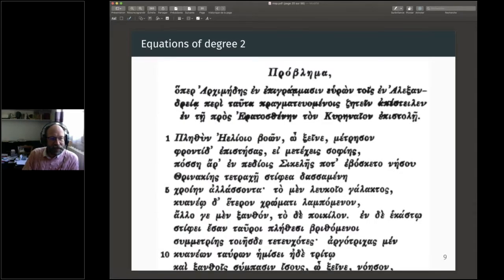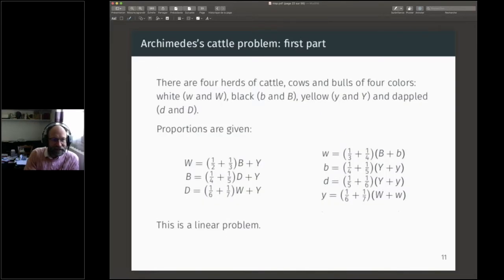Yeah, it's about the cattle of the sun. It's called the cattle of the sun. It's an Archimedes problem. And the idea, if we put it in equations, is that there are 4 herds of cattle. So you have cows and bulls of 4 colors. Some are white, and the cows are lowercase w, and the bulls are uppercase W. Some are black, some are yellow, and some are dappled.